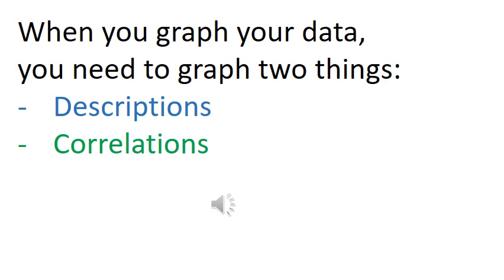Now, when it is time to make graphs to illustrate your data, you need to remember two things. You need to graph two different things. First, you will make graph to describe your data. And then you will make graphs to make correlations with your data. When you describe data, you use only one variable. You describe your database. When you make a correlation, when you make a graph to illustrate a correlation, you use two variables to link them together.